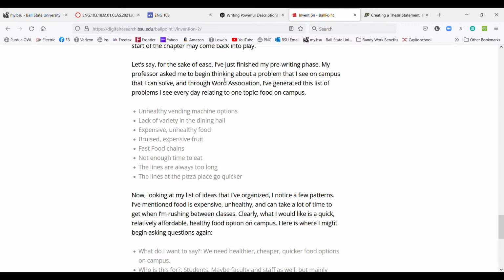And it gives an example of how you can do that. So let's say for the sake of ease, I've just finished my pre-writing phase and my professor asked me to begin thinking about a problem that I see on campus that I can solve. So they use vending machines or food on campus. So they talk about unhealthy vending machine options.